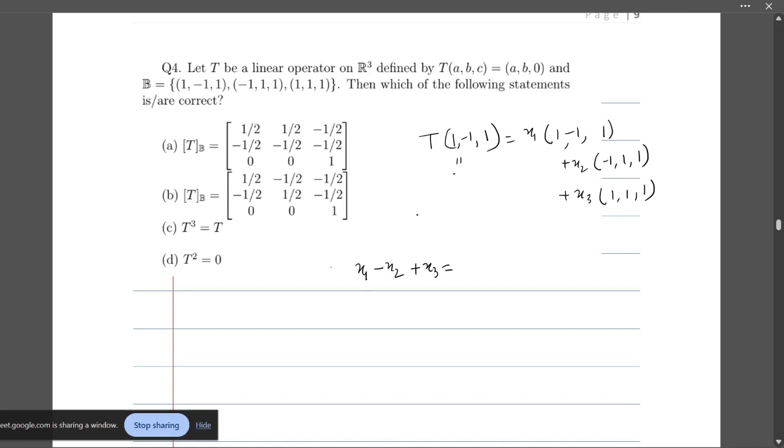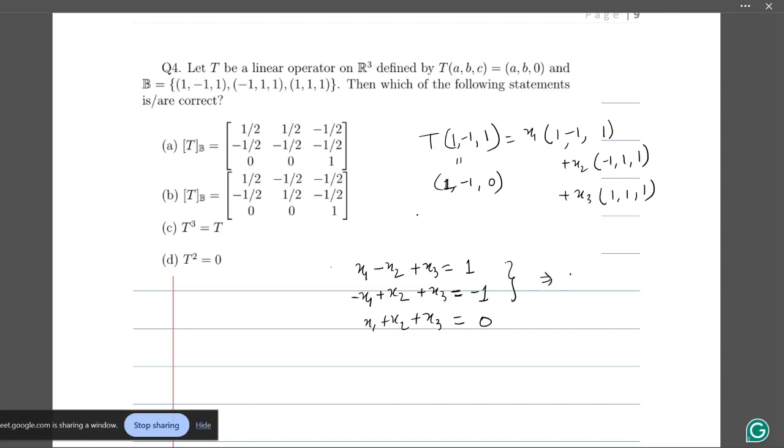Here we have T of (1, -1, 1) is (1, -1, 0), right? This is how T is defined. So the first equation gives 1. The second equation: minus x1 plus x2 plus x3 gives minus 1. The third equation: x1 plus x2 plus x3 is equal to 0. Add the first two equations, so they imply 2x3 is equal to 0, because x1 gets cancelled with x1, x2 with x2. So x3 is equal to 0.